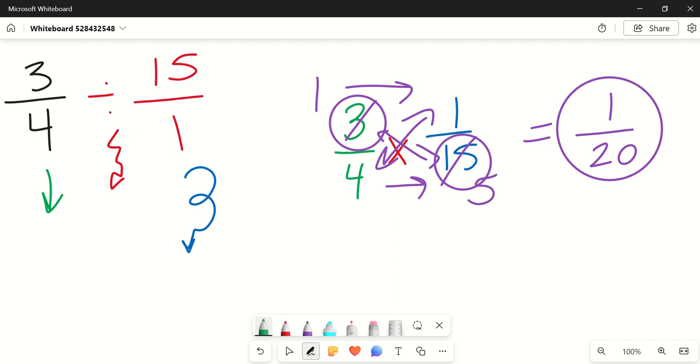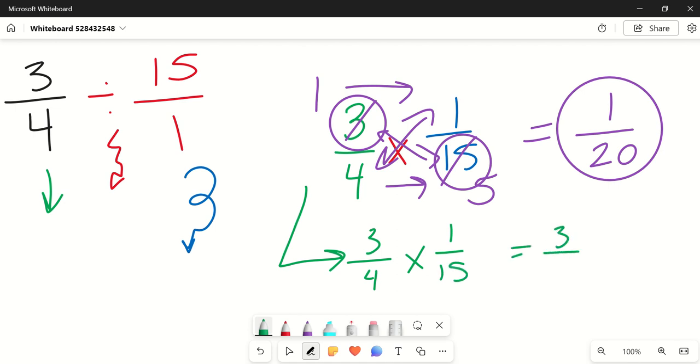Okay, you guys are competing with the other classes and you're not doing well. Let's do this not with cross simplification so I can show you guys how this would be. What's 3 times 1? And what's 4 times 15? Okay, now you have to simplify this. What do they both have in common? And that would be simplified down to?